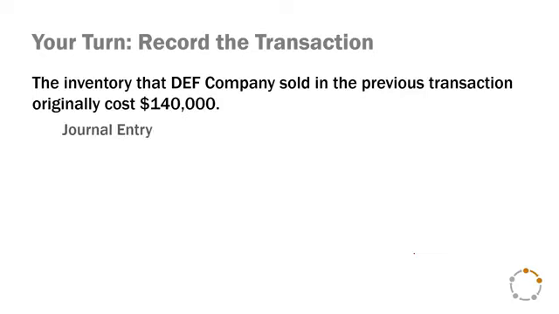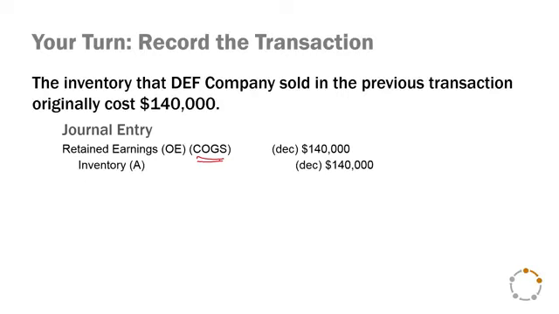Did you remember to record that journal entry? Let's talk about that. When we're recording expenses, recall that we make a left-hand side entry or a debit to the retained earnings account. And we make a notation out beside that entry to indicate what type of expense that entry represented. Here we have cost of goods sold. Recall that COGS is cost of goods sold. Retained earnings decreases by $140,000 because of this expense. The company sold inventory, so the inventory account decreases by $140,000.